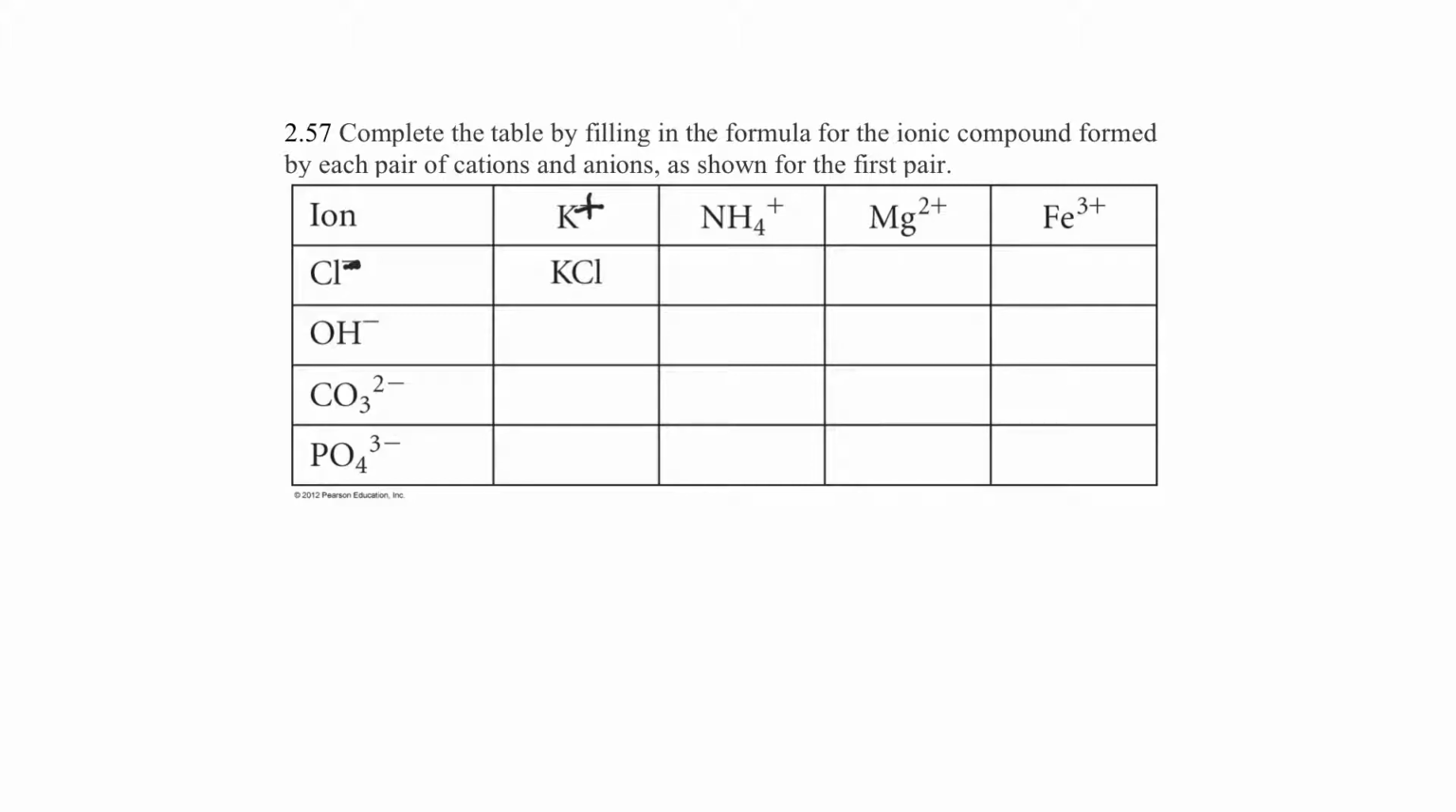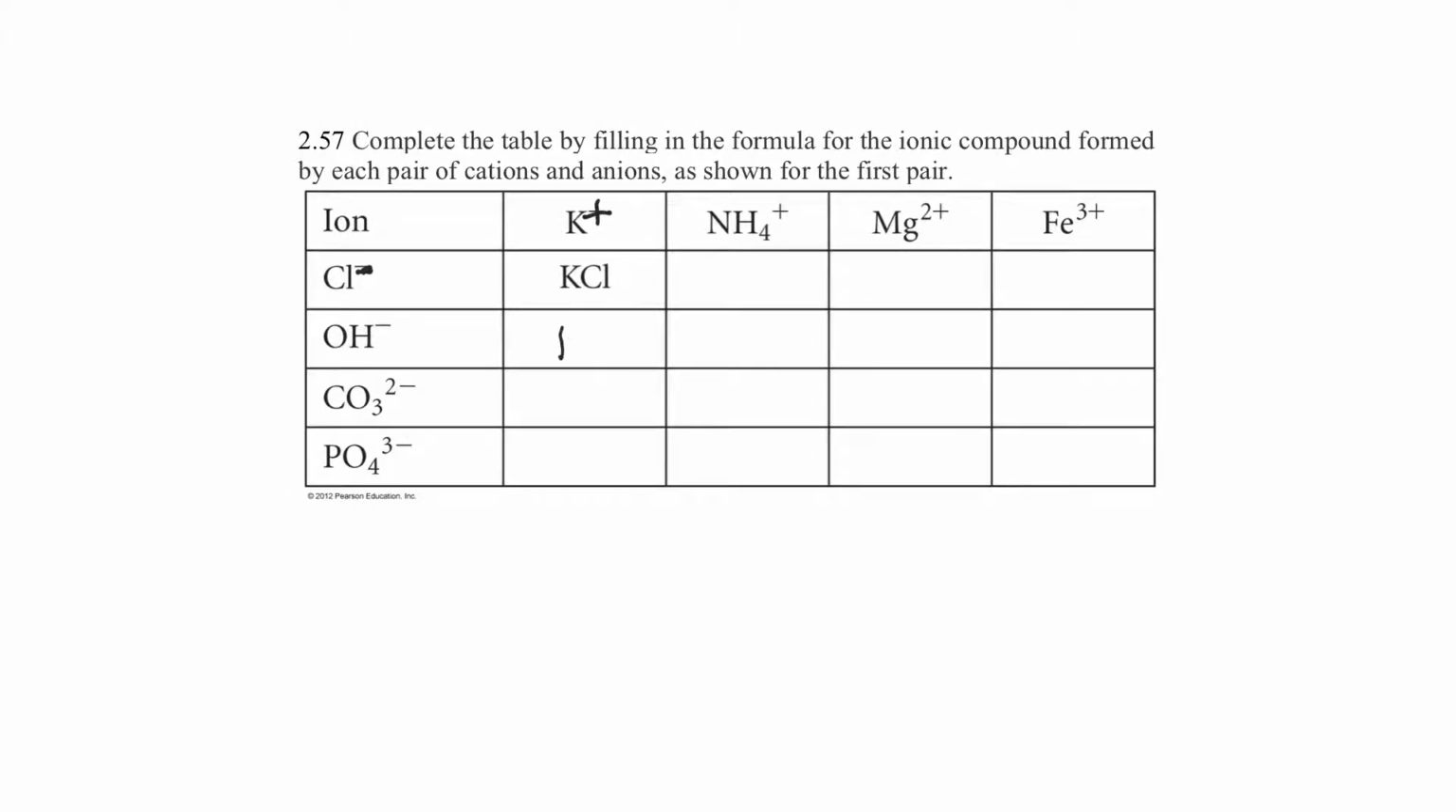I'm going to do the same thing here. I'm going to have potassium, and in this case I've got a polyatomic ion. OH together is -1. That's hydroxide. So -1 and +1, they're balanced. So KOH is all you need, potassium hydroxide.